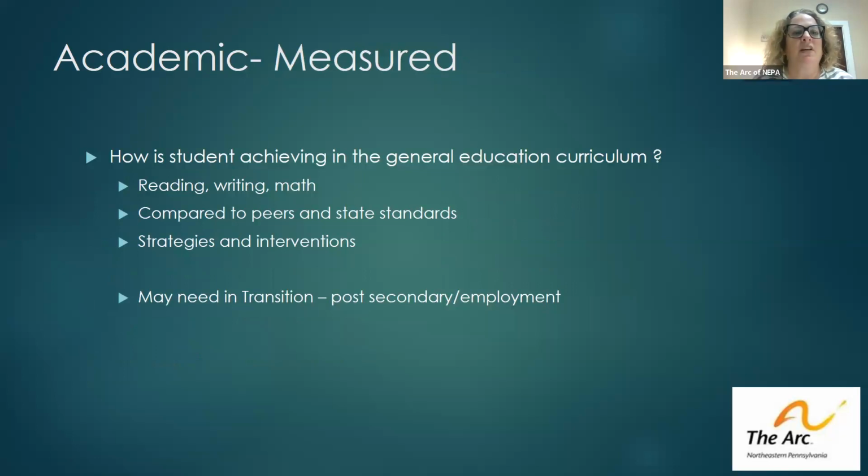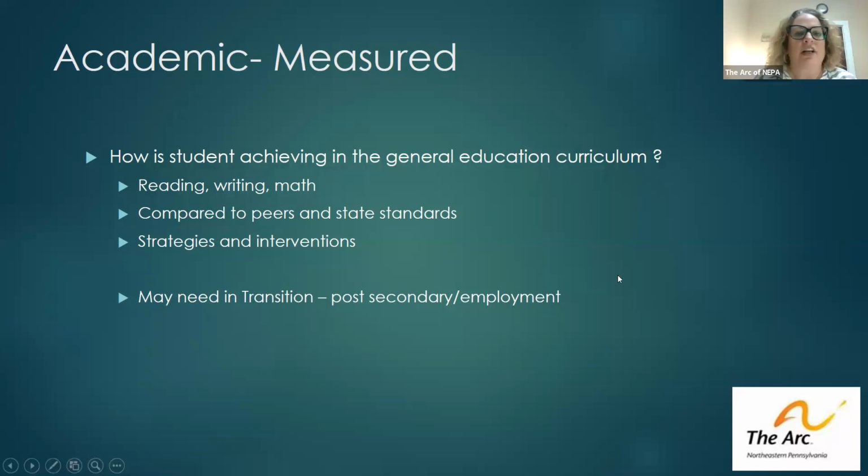So how are the academic areas of the present levels measured? The question in this area is, how is a student achieving in the general education curriculum? So how are they achieving in reading, writing, math, or related subjects? That could be science, any subject, since reading, writing, and math go across all different subject areas. And they're going to compare to peers of their similar age, and also the state standards.